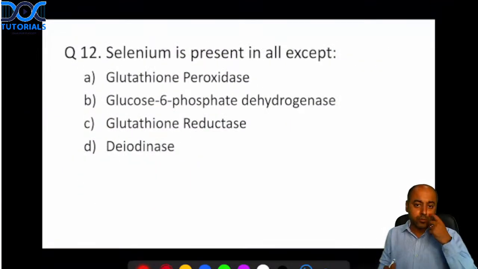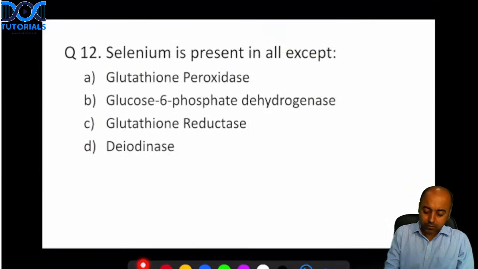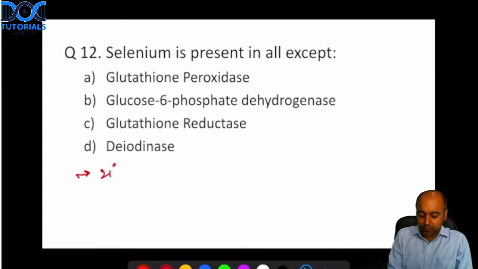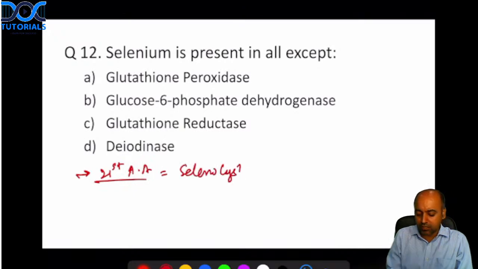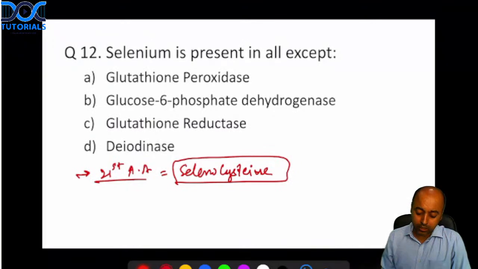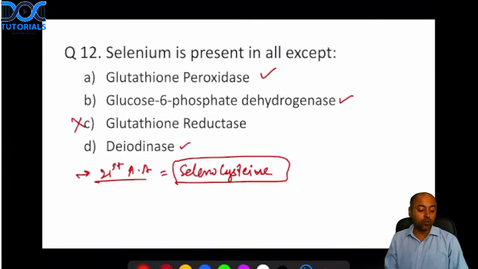Okay, moving on to question number 12. Selenium is present in all except. Now here what you have to understand, selenium is present as the 21st amino acid, which is selenocysteine. It is present in the glutathione peroxidase. It is present in the G6PD. It is present in the deiodinase, but not in the glutathione reductase.